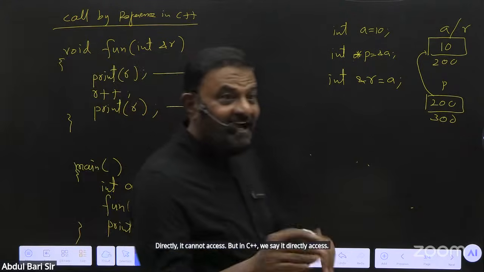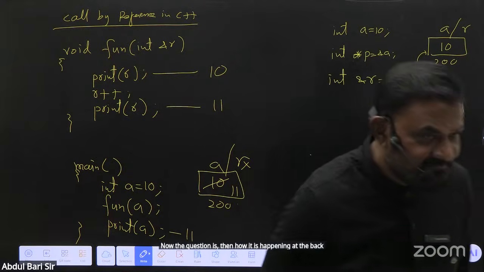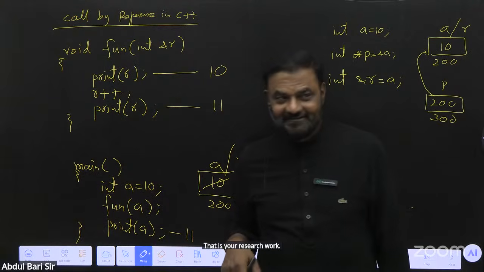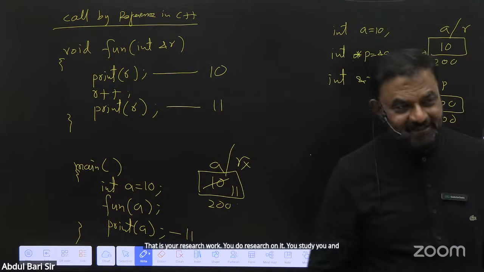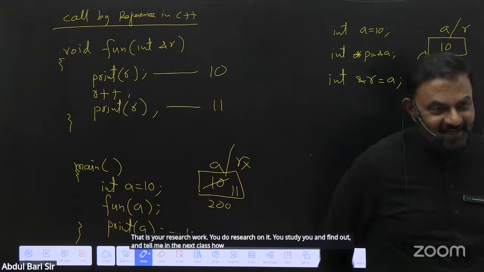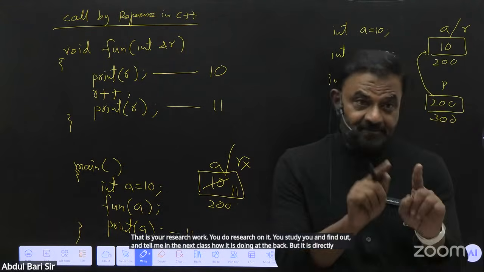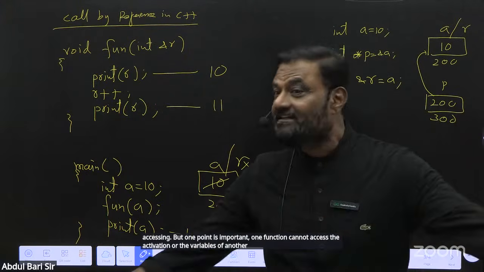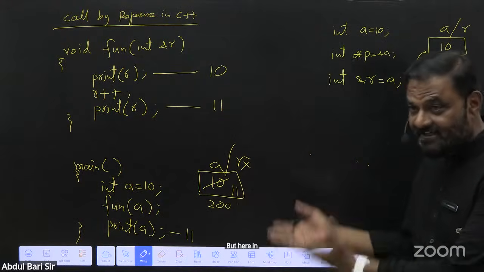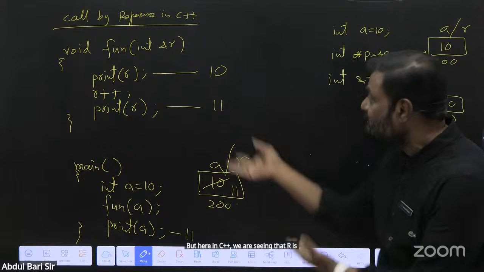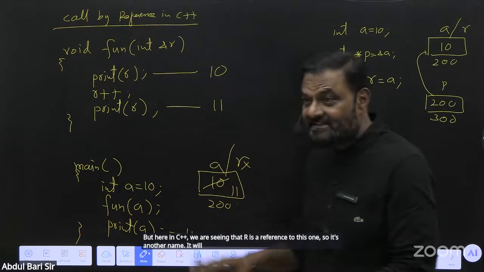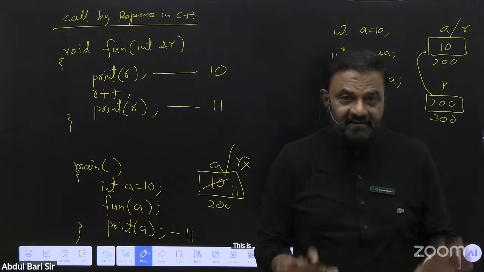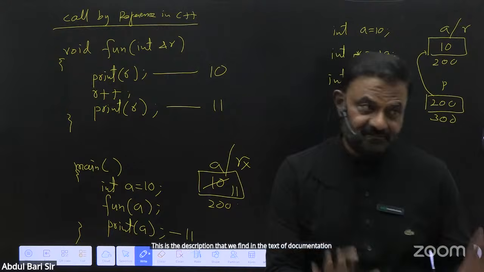Now the question is, then how is it happening at the back? That is your research work. You do research on it, study, find out, and tell me in the next class how it is done at the back. But it is directly accessing. One point is important: one function cannot access the activation record or the variables of another function directly at all. But here in C++, we are saying that R is a reference to this one, so it's another name. It will directly access and R will not consume any memory at all. This is the description that we find in the documentation of C++.